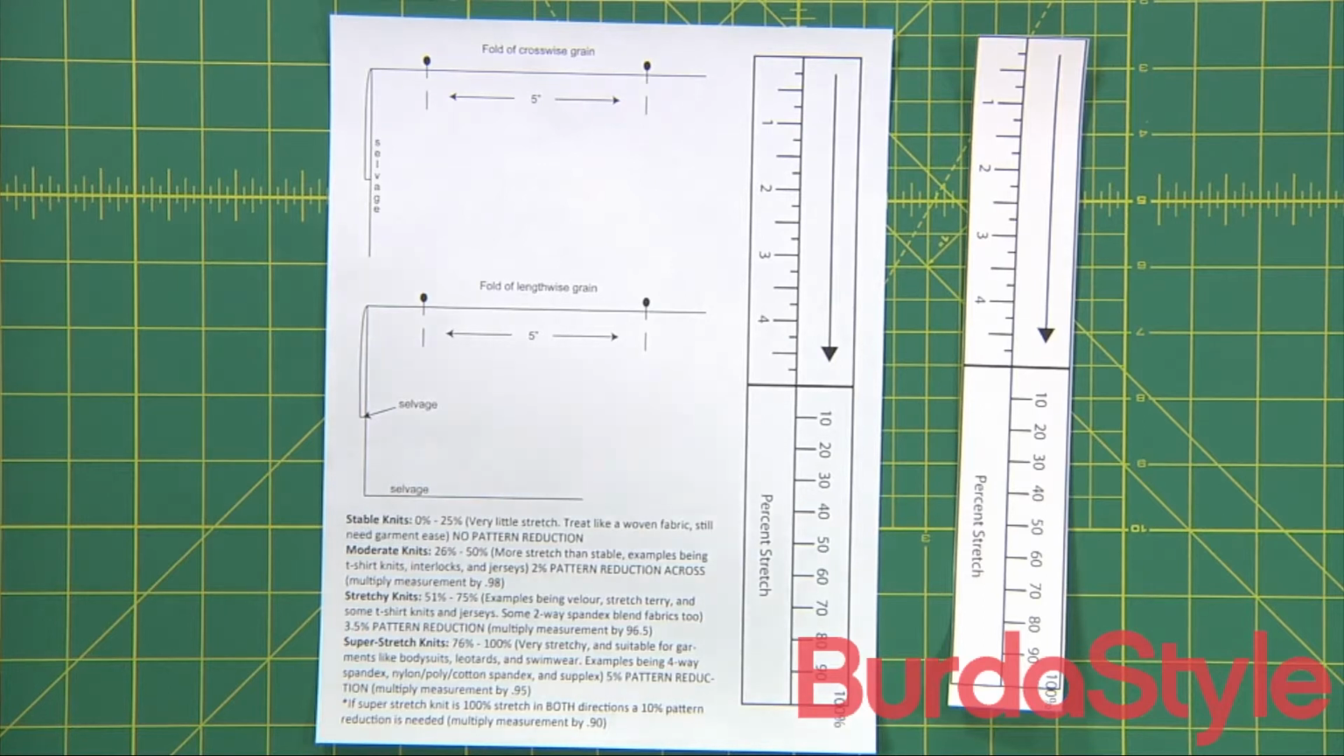And then we have our super stretch knits, and these are very stretchy fabrics that go from 76% to 100% stretch factor. And these are your fabrics that you see in swimwear, athletic wear. These are your spandex fabrics. So now that we know our basic knit classifications, we are going to go through how to specifically determine a fabric's certain stretch factor.